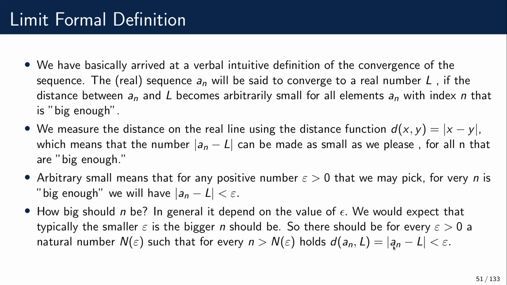So let me restate this once again. The distance between the elements of the sequence and the limit can be made arbitrarily small, provided that the index is big enough. So starting from some point, from some natural number n that may depend on epsilon, all the elements with index bigger than this n of epsilon have their distance from the limit smaller than epsilon. So let us now see this visualization of what it means.